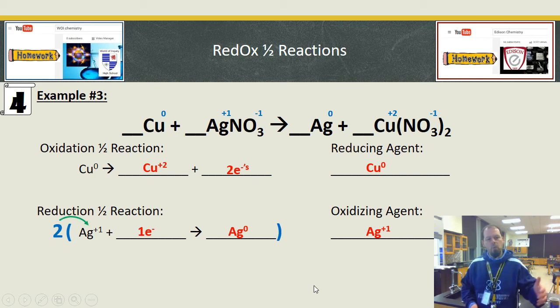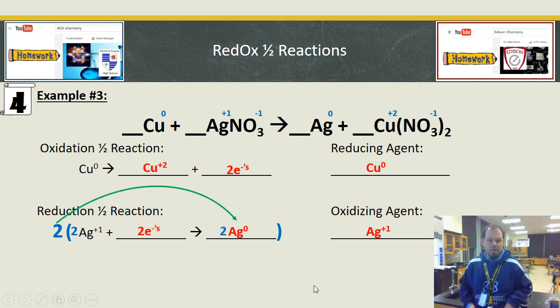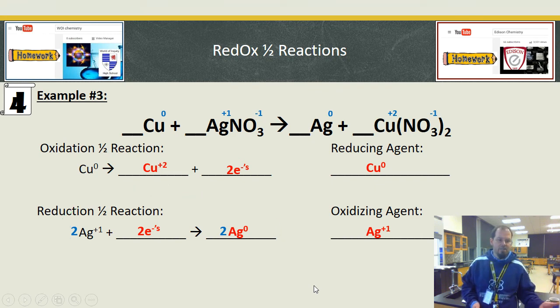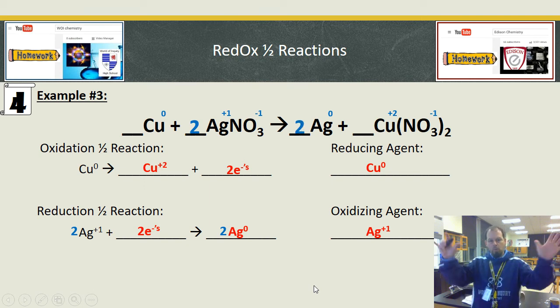When I do that, I can distribute the 2 just like we learned in math, so that becomes Ag2. I'm going to get 2 electrons this way, and then I'm going to get 2 Ags this way, and now that 2 on the outside is gone. I've distributed it through. And then all you need to do now is, because I put a 2 in front of the Ag+1, I need a 2 in front of the Ag+1. And I put a 2 in front of the Ag0, I need a 2 in front of the Ag0, and now we are finished.